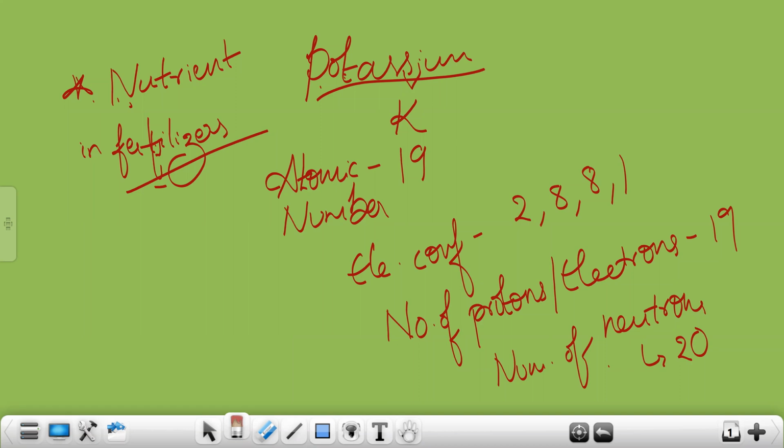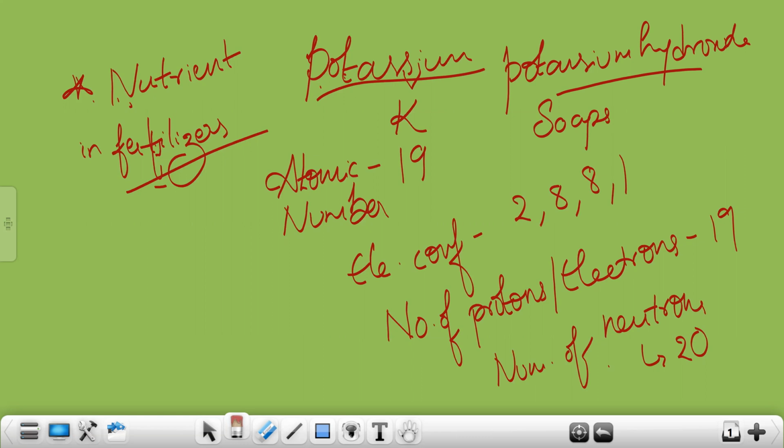Potassium in combination with hydroxide, potassium hydroxide, is used in making soaps and detergents. So this is the second use of potassium, and the first use is as a nutrient in fertilizers.